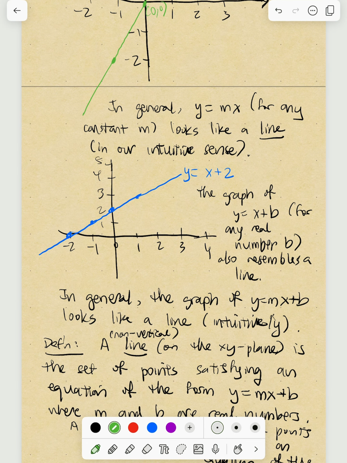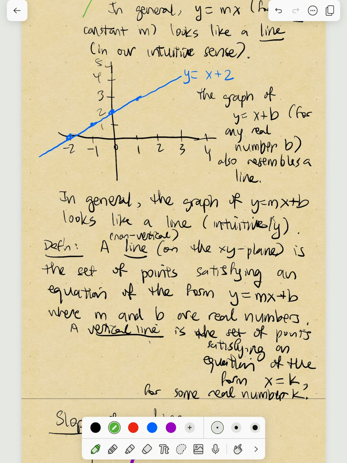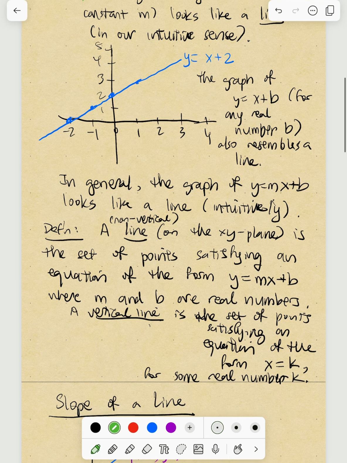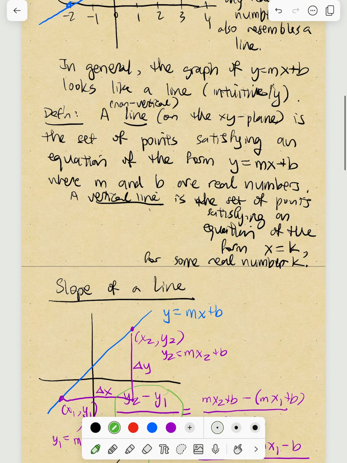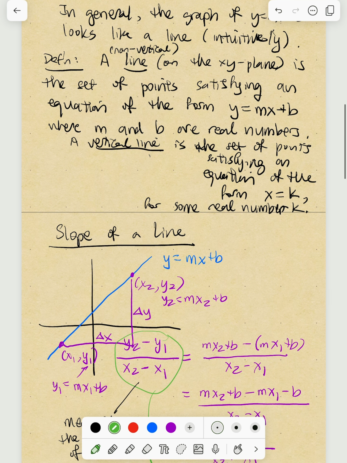And in general, y equals mx, no matter what the constant m is, will look like a line when you graph it. And similarly, if you have y equals x plus 2, for instance, that also looks like a line when you graph it. And in general, the graph of y equals x plus b for any real number b also resembles a line. And in general, if you just have a constant m and a constant b and you graph y equals mx plus b, it looks like a line. It matches our intuitive idea of what a line is. And we actually use that to give a precise definition of a line.